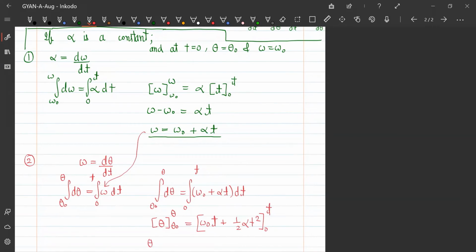यहाँ से relation आ जाएगा, theta minus theta naught उधर ले जाएंगे तो theta equals to theta naught plus omega naught t plus half alpha t square. ये हमारा second equation of motion है in circular motion. When alpha is a constant, so it's like x is equal to x naught plus ut plus half at square. बिल्कुल वैसा ही relation. But instead of linear motion यहाँ पे circular motion है.